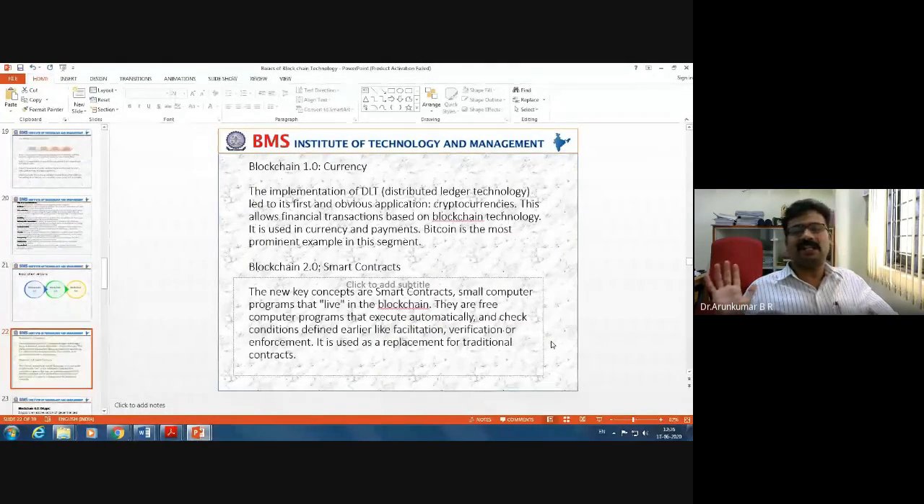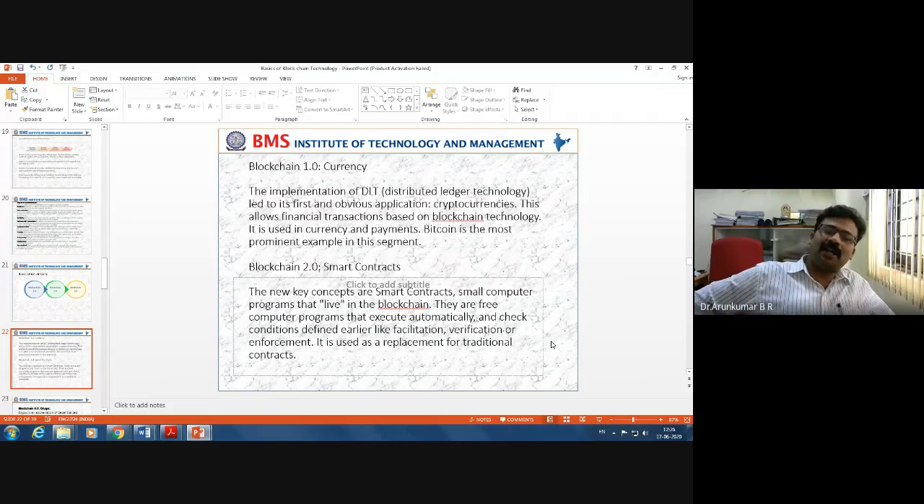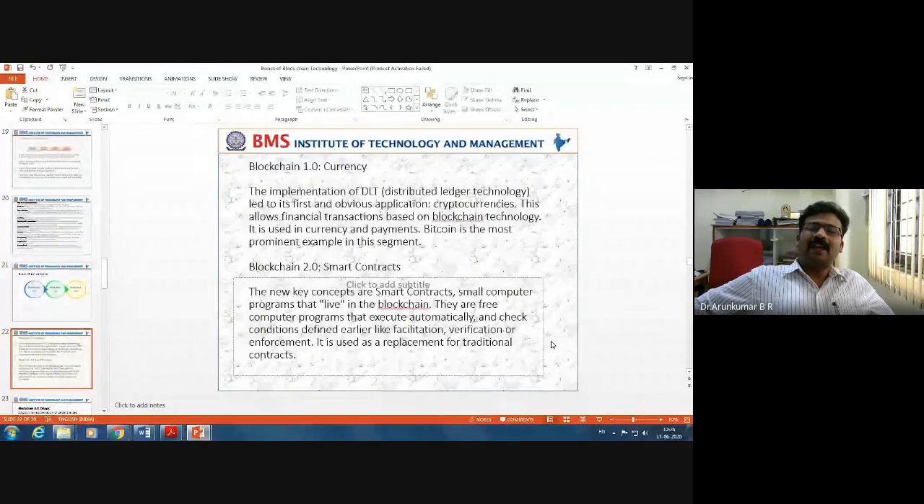that execute automatically, and the logic of the programs is written as per the conditions of the smart contract, and they check the conditions defined earlier, like facilitation, verification, or enforcement. So what is a contract? Suppose I have ordered mining ores of diamond, with a certain quality. With respect to that, I may have a smart contract, right? Our computer program should be able to verify whether the supplier is supplying the mining ore of the diamonds as per the agreed contract or not. To implement such blockchains, we'll be using the blockchain 2.0 version for smart contracts.